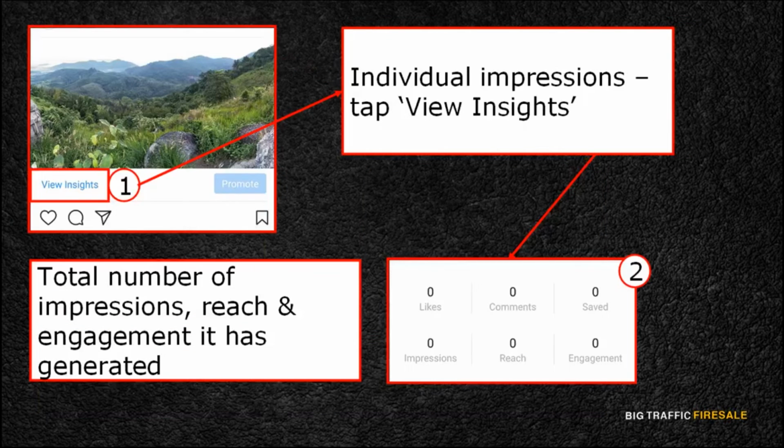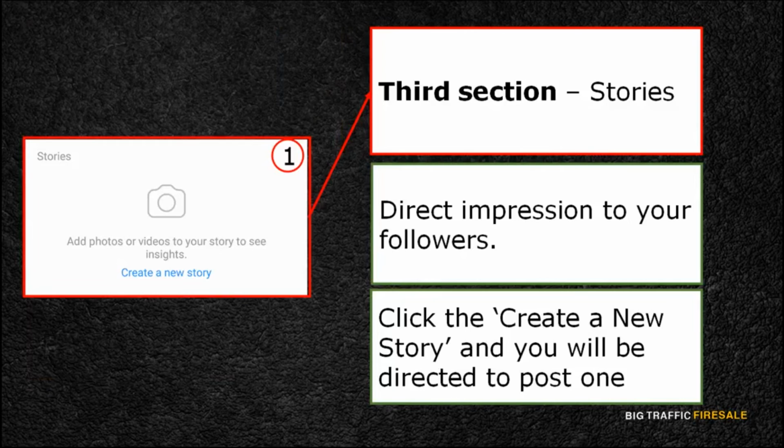You can even see individual impressions made by individual posts you have. Simply tap on any of the photos you want to view and tap View Insights underneath the post. Here you have the total number of impressions, reach, and engagement your post has generated. The third section is the Stories section. Creating stories allows you to have a direct impression to your followers. Click the Create New Story and you'll be directed to post one.